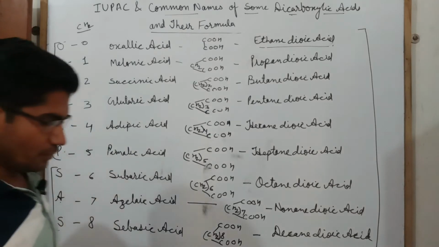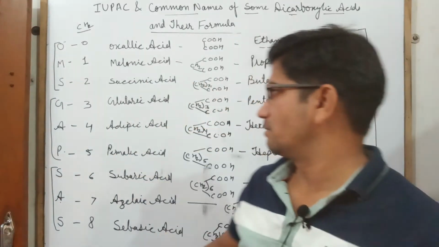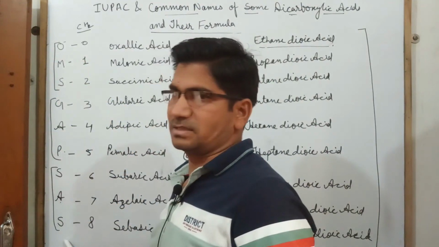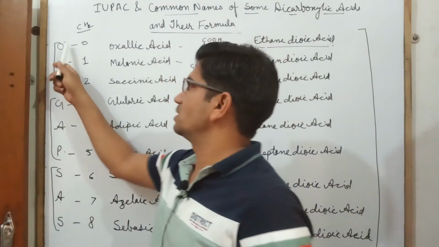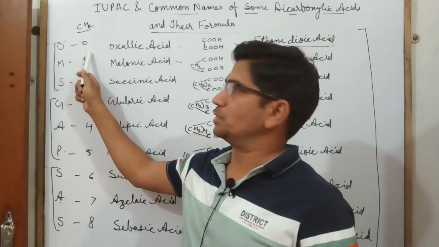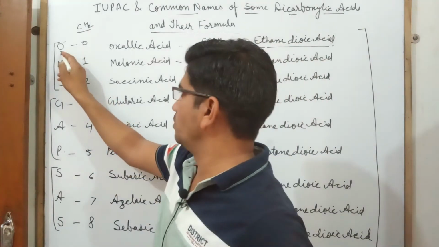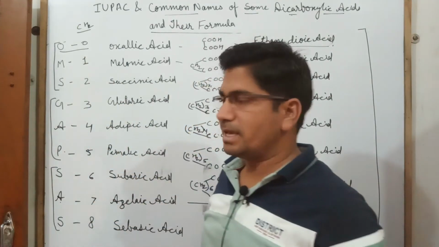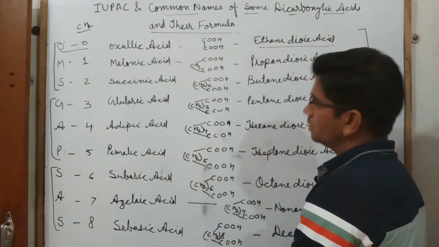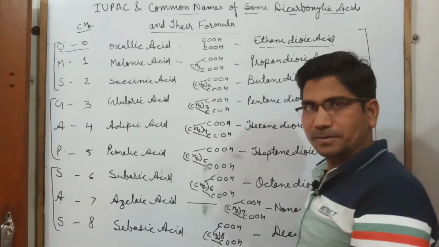So guys, first of all, learn Ohm's gap SAS. In "Ohm", the number of CH2 is 0, which means you can say O is 0. If you learn Ohm's gap SAS and the number of CH2, then you can draw all nine structures easily.